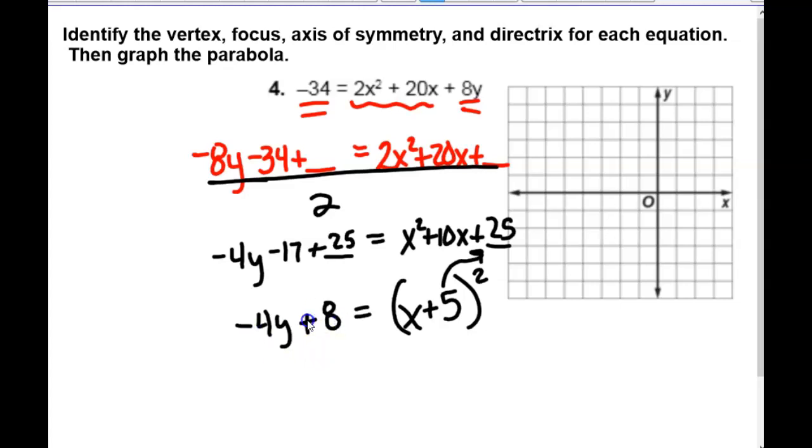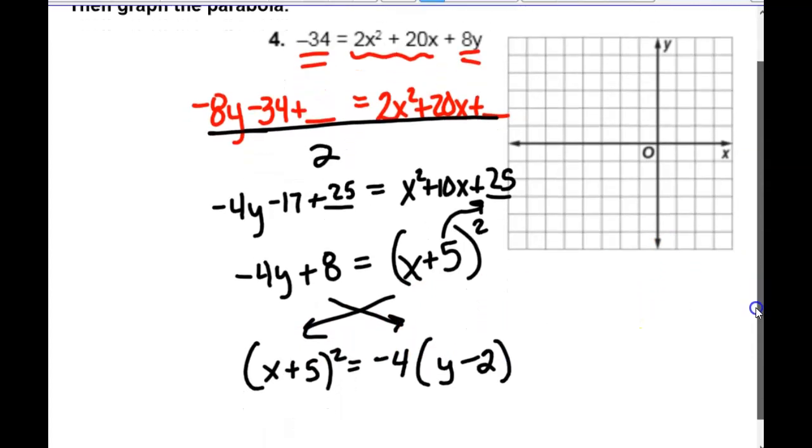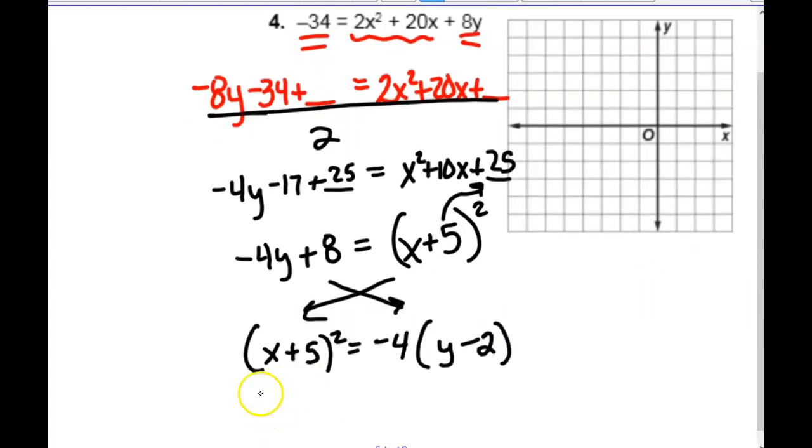So what do I still need to do over here to get in the form we're used to? Yeah, take out a negative 4. Can I switch sides, guys, as I do that? So I have an x plus 5 squared equals negative 4 times the quantity. Be careful, if I take a negative 4 out, I'll have what? Y minus 2. Is that how we're used to? With the squared on one side, right? It now matches x minus h squared equals.